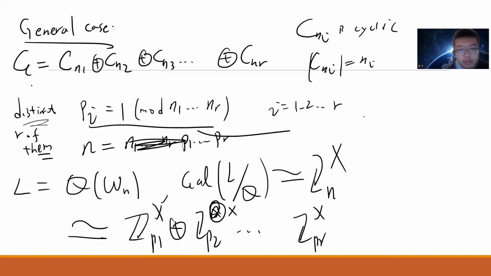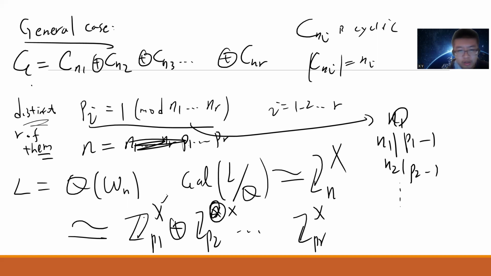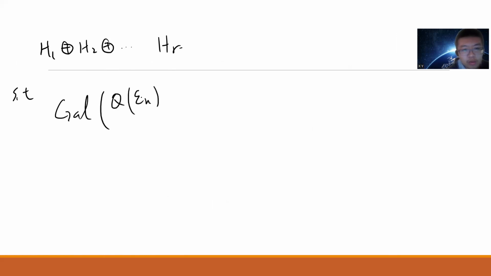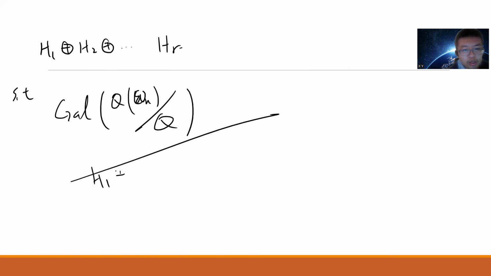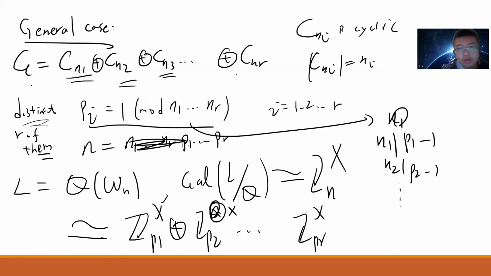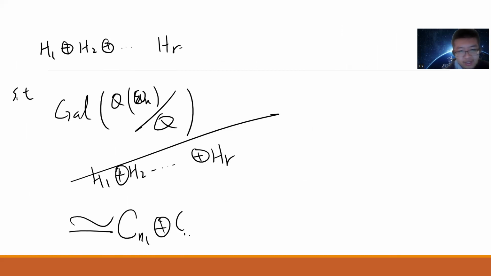We know that n1 divides p1 minus 1, and n2 divides p2 minus 1, and so on. So we can find subgroups H1, H2, up to Hr, such that the Galois group of Q(omega_n) over Q, quotient H1 direct sum H2 up to Hr, is isomorphic to C_n1, C_n2, up to C_nr. Because ni divides pi minus 1, there's a subgroup with index ni. So we finish the proof.